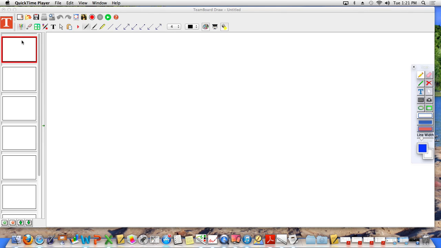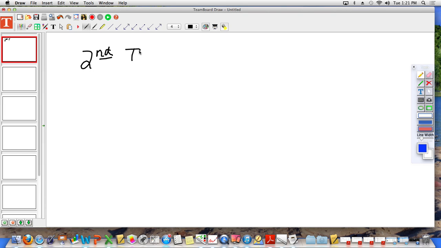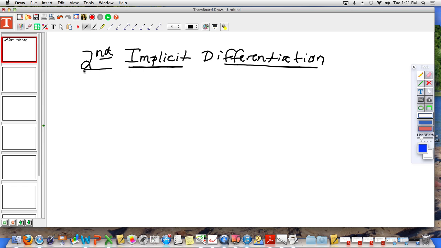Add this to your notes, section 2.5, I think we're talking about second implicit differentiation. And I am going to start off by just giving you guys an example, like you should already know how to do.